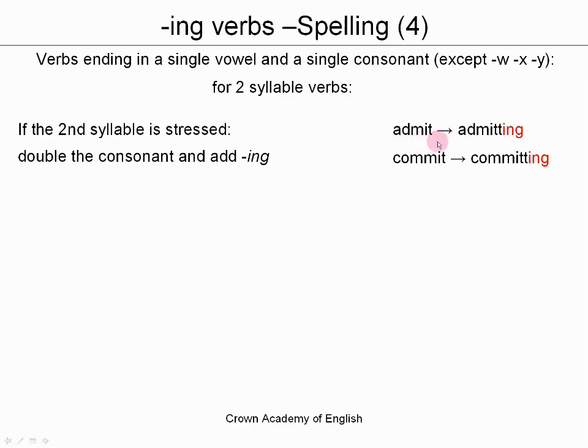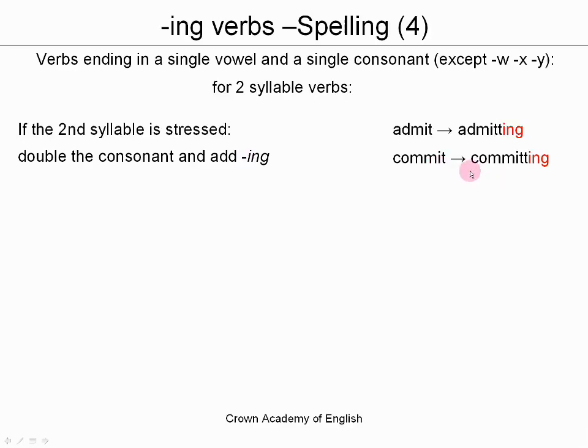It's the second, it's the mit. The first syllable is ad, and the second one is mit. But we hear mit much more. Mit is stronger than ad. So we say admit. And it's the same with commit. Commit has two syllables, com and mit. But we say mit much stronger than com. We say commit. We don't say commit. We say commit. So the rule is the second syllable is stressed.